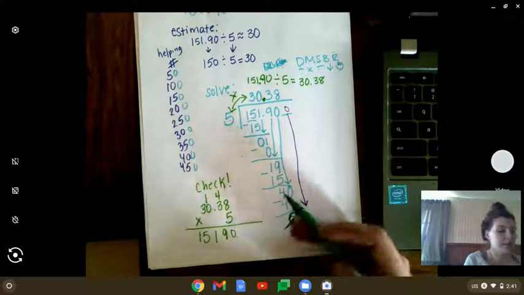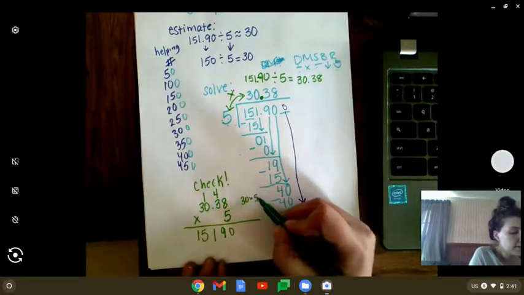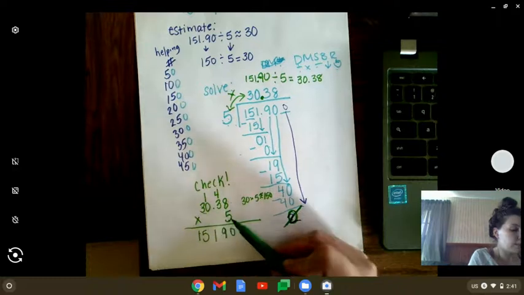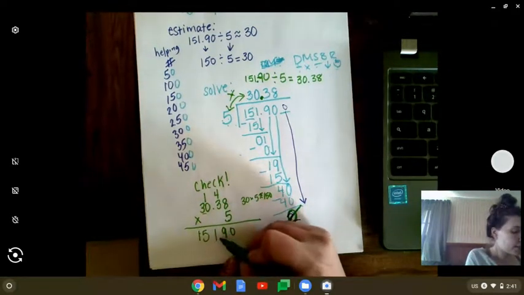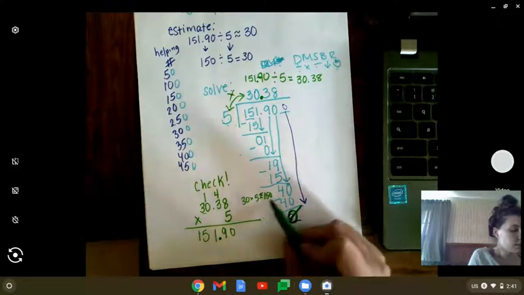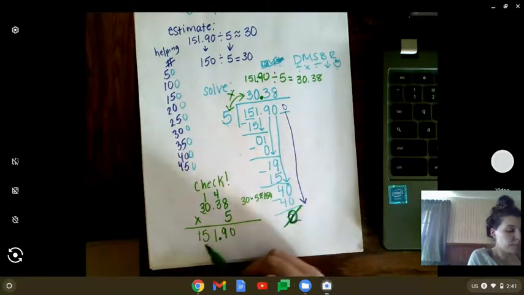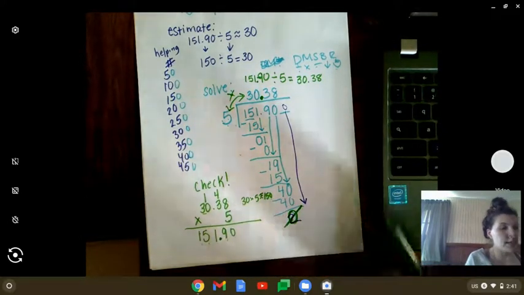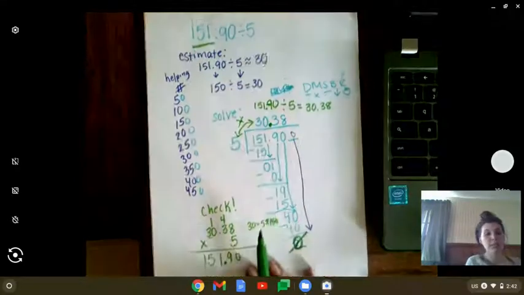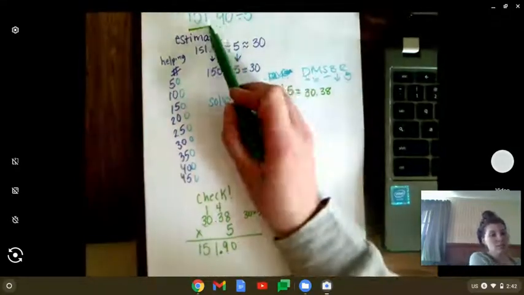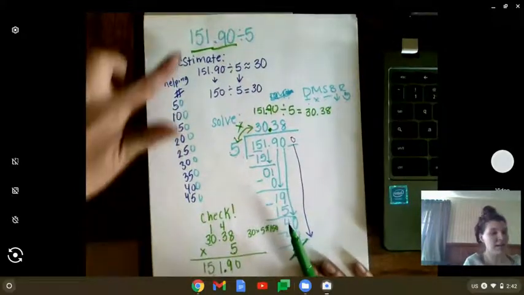Now, I know that 30 times 5 is approximately 150, or is 150. So since I just rounded, I know my answer is going to be close to 150. I drop my decimal to make sure it's close to my rounded number. I get 151 and 90 hundredths. That's the number I started with all the way at the top. So when we checked our work, we know that our answer is correct.